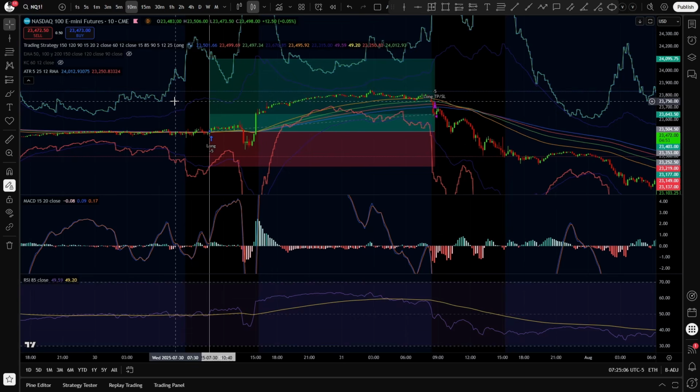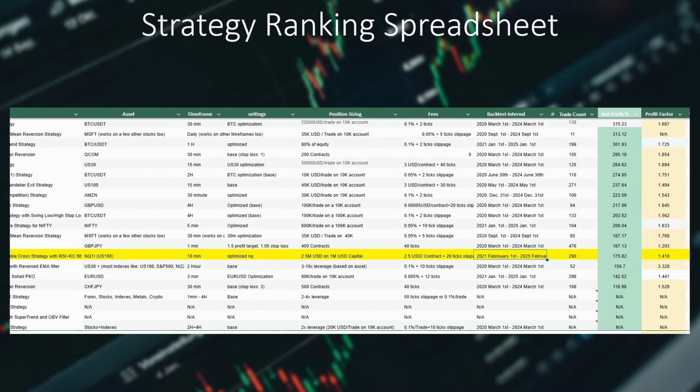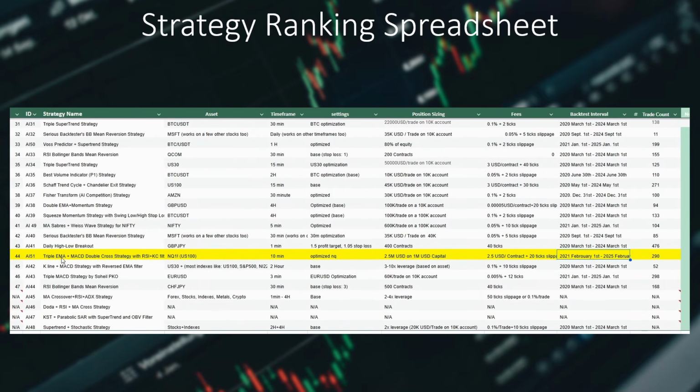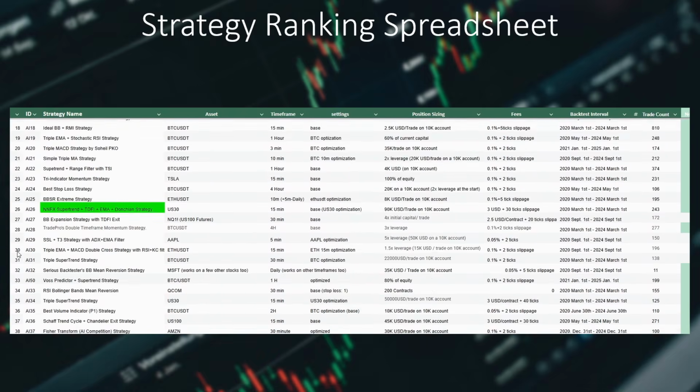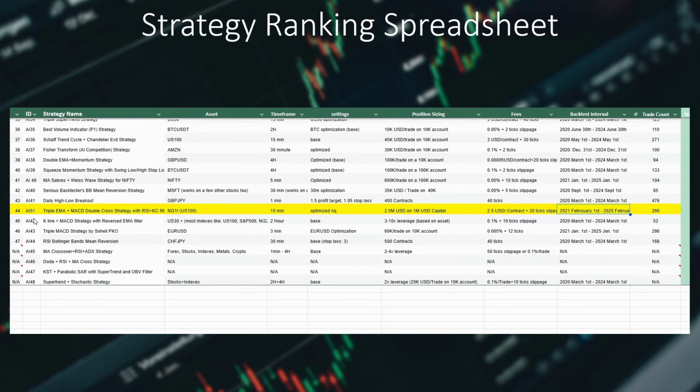And now to close out the video, let's see the strategy ranking spreadsheet and find out where this strategy is placed among all the other strategies I have tested so far. Okay, so today's strategy is the triple EMA plus MACD double cross strategy optimized for the NQ1 10-minute chart. Out of all the strategies I have tested so far, this strategy is not placed at a good position. It took the 44th placement, but all of these strategies here are profitable. Of course, you have to always check the after optimization date performance, because that's what really matters.